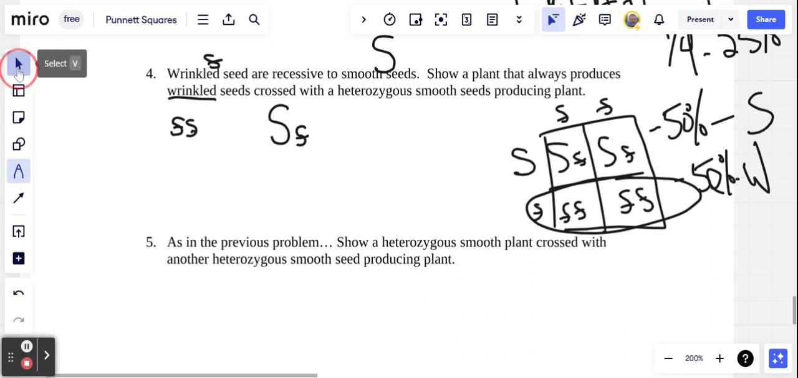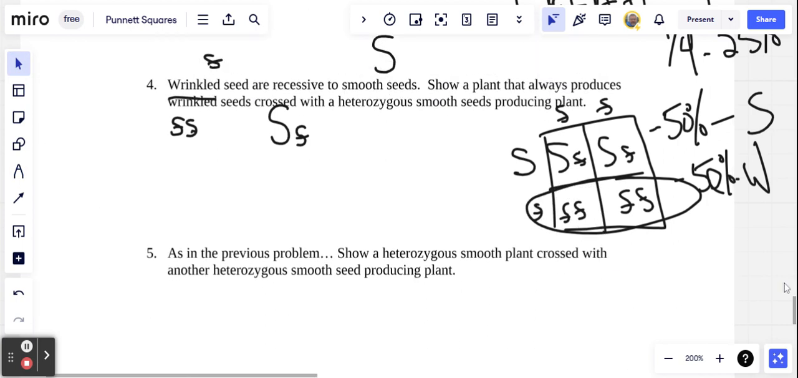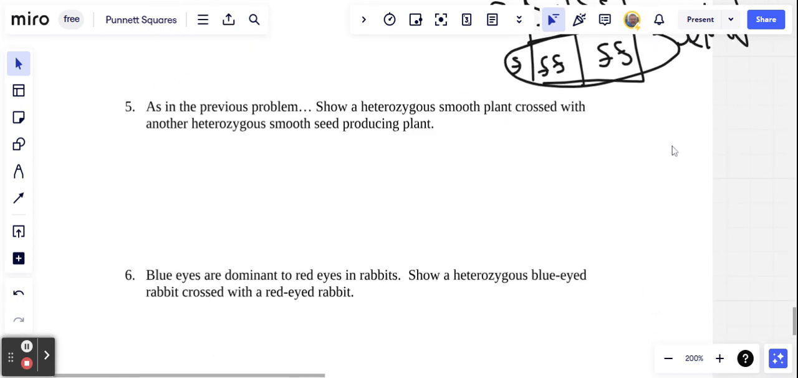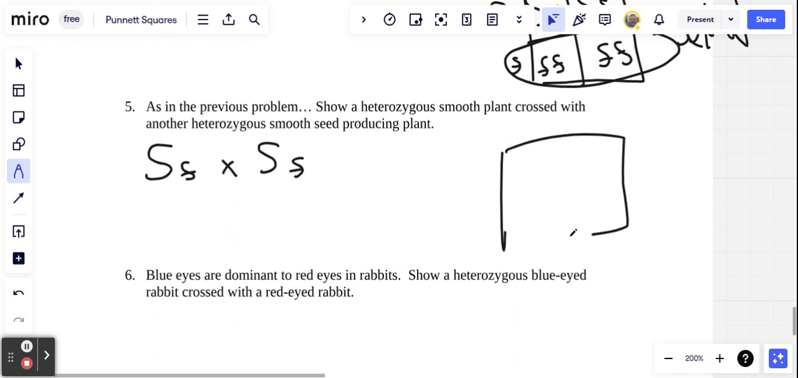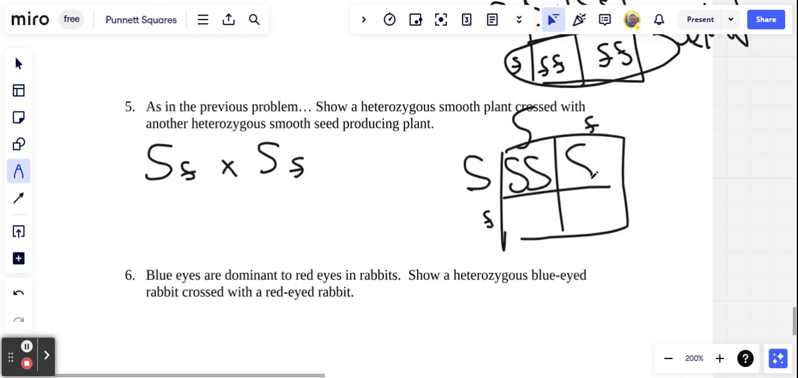It says, in this problem we just looked at, show a heterozygous smooth plant crossed with another heterozygous smooth. So it's going to be two heterozygotes, the two different alleles. We then cross it, do the Punnett square, and make the window pane: capital S, lowercase s, capital S, lowercase s. We have this one, we have this one. We have the capital and the lowercase again, this one here and that one. Then we have two lowercase.